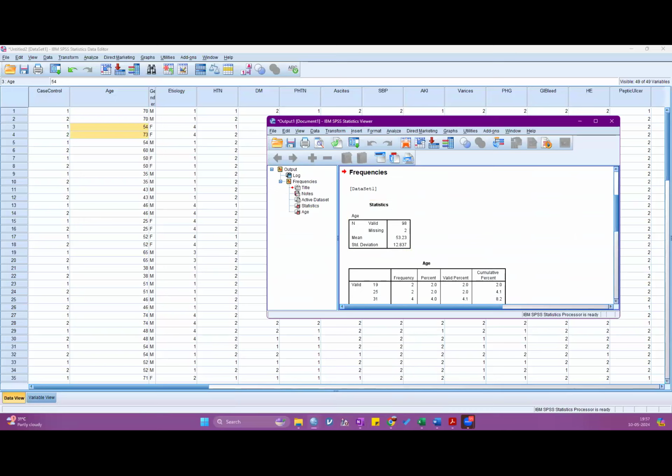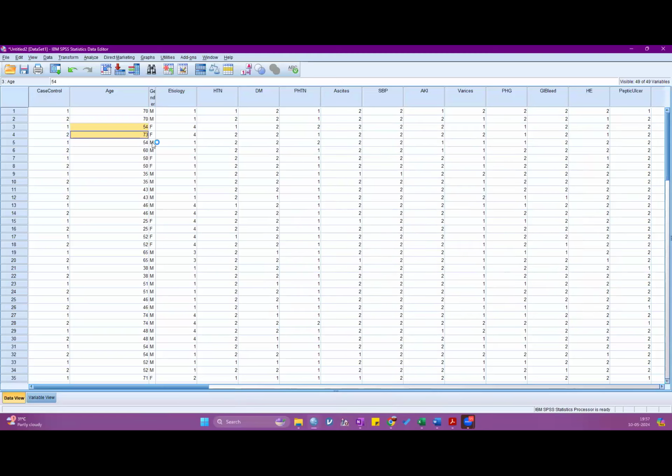Any doubts? Yes, I will repeat it again, sir. Yes, sure. So this will be 73. Okay. And this will be 60. Okay. Now, imputation statistics we need to apply when you're not able to catch your missing data.